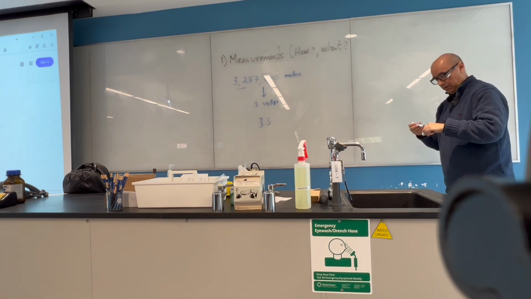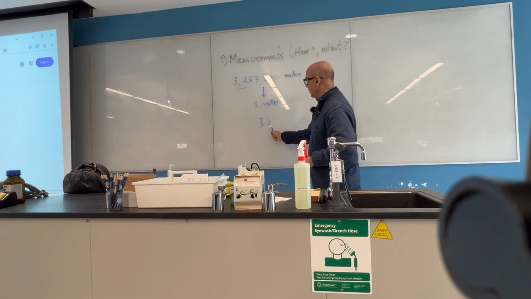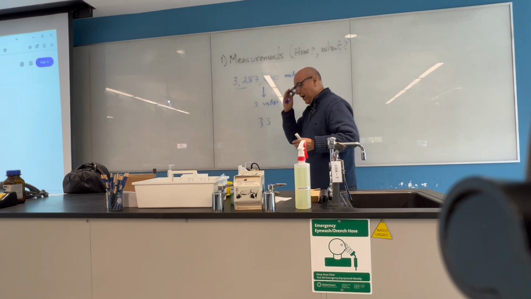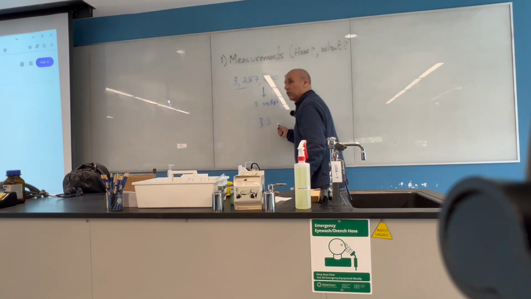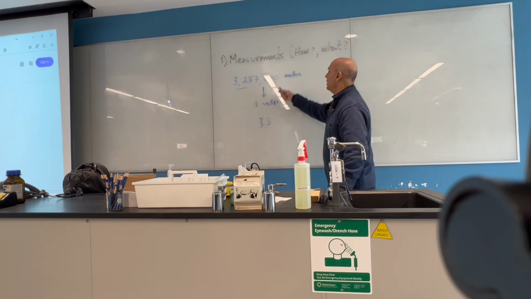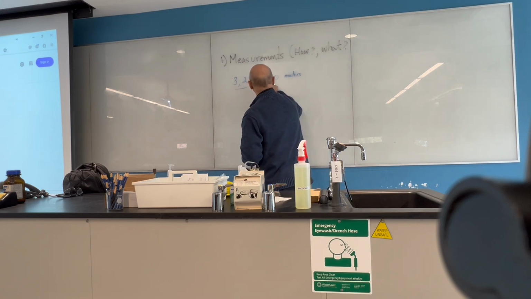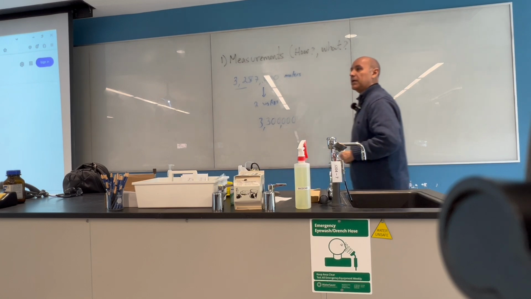No. Why is that? Well, because this number is millions. This number is 33. It makes no sense. So what I have to do is put placeholder zeros. I need to add zeros so that this number is in the millions. How many zeros? Well, 1, 2, 3, 4, 5 zeros. Now that makes sense, right?